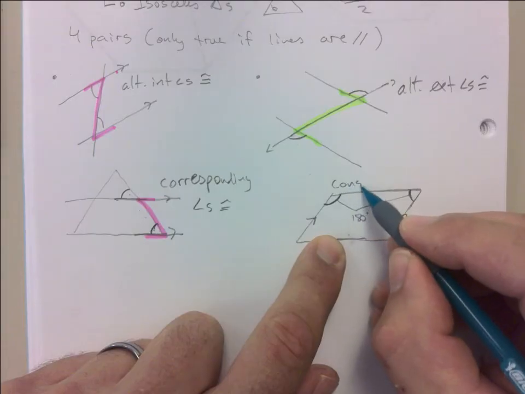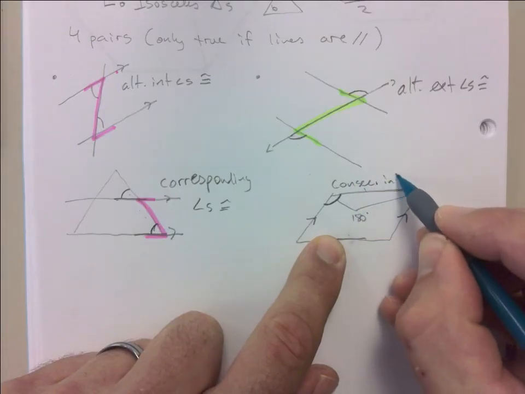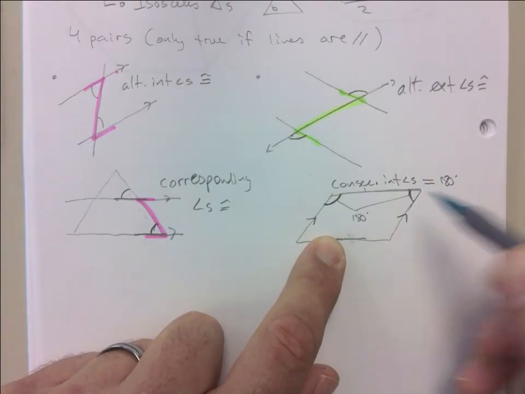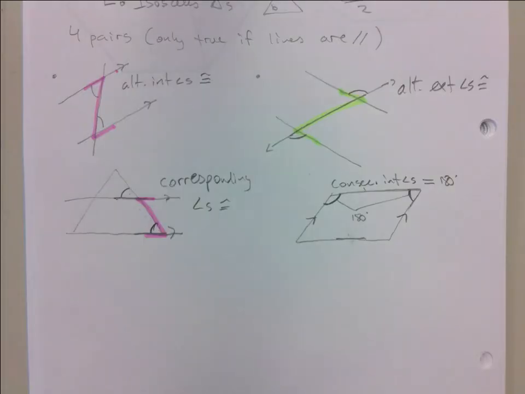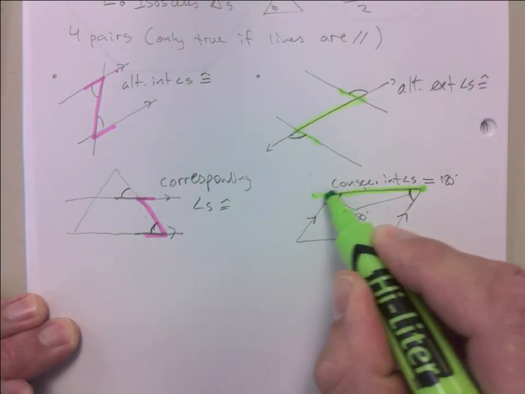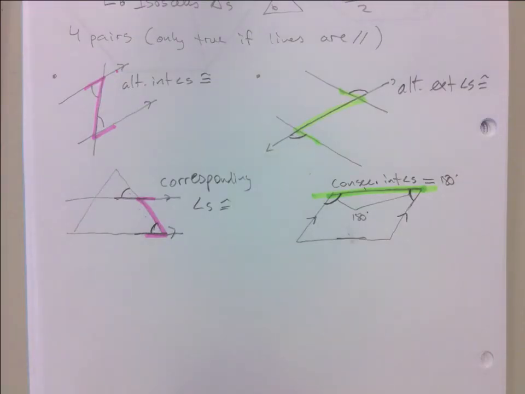So consecutive interior angles add up to 180. That consecutive interior is the only one that adds up to 180, both of them. So you need to know those. Maybe I'll highlight the transversal again. You're like, I can't make a Z. I know you can't, not in this case, but it's still focusing on the transversal and the parallel lines.